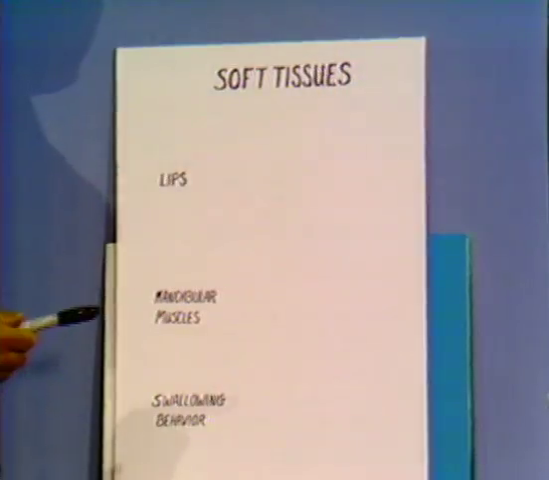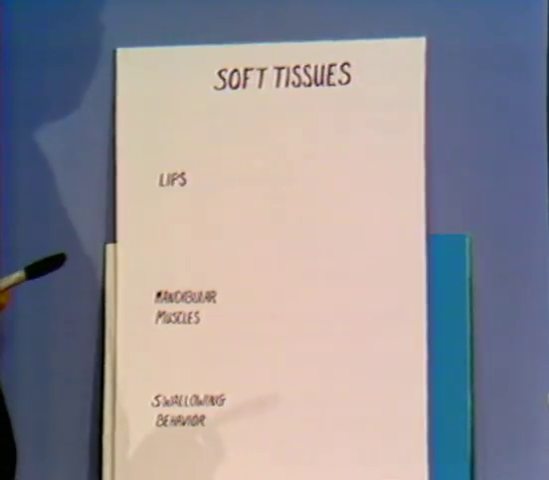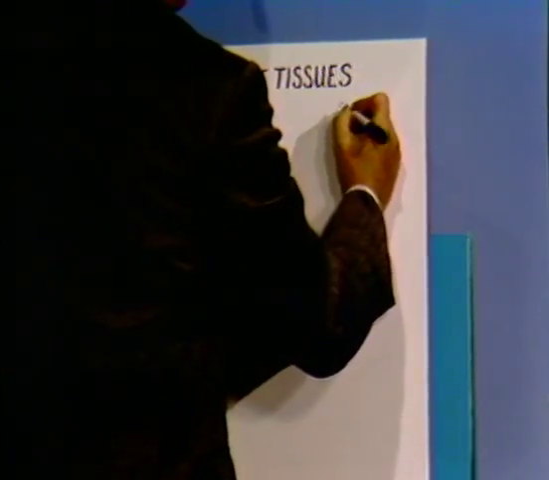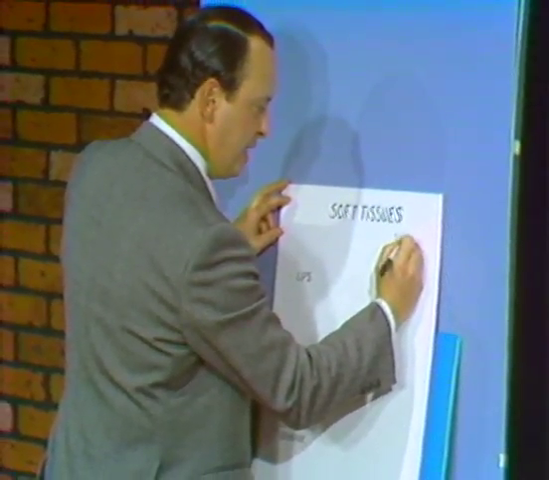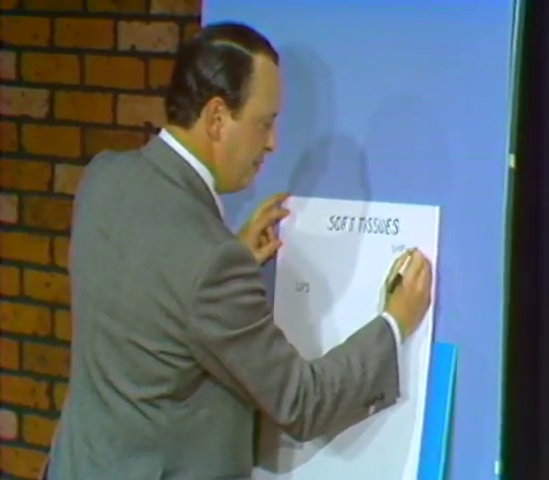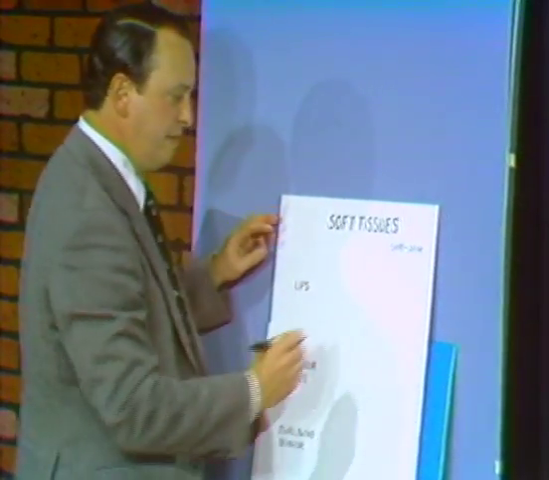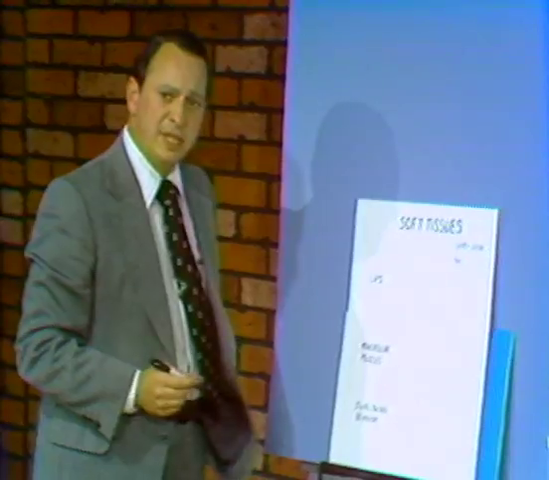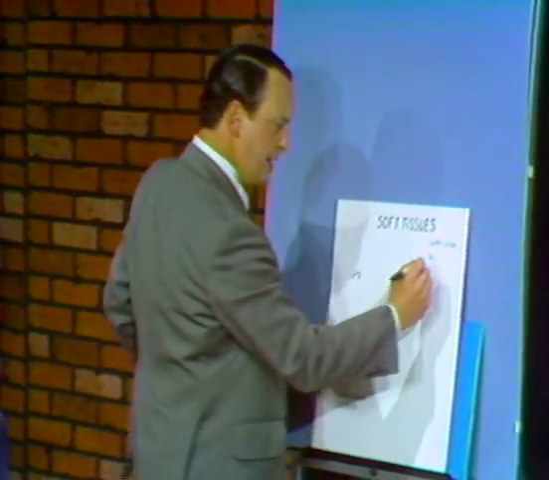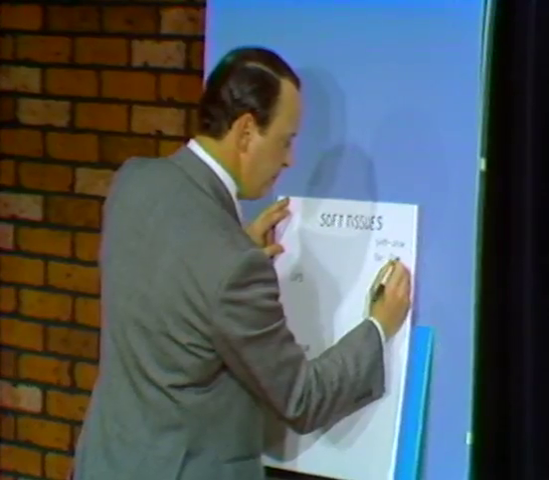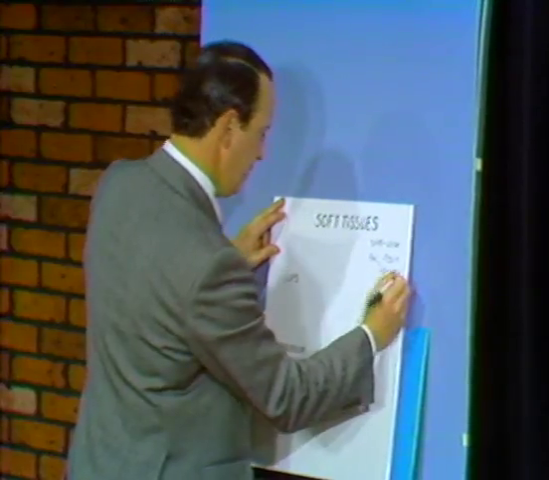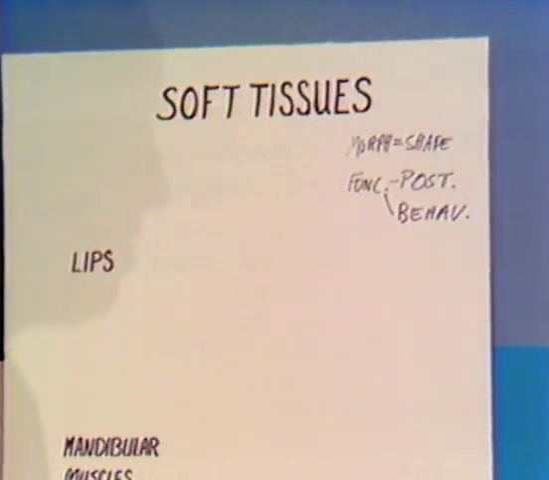Soft tissues have two characteristics which you should be aware of. Predominantly, you should be considering morphology, which is really the shape. So in other words, morphology of soft tissues is an important feature. And we also have to consider function. Under function, we look at such things as posture and behavior. Now, let's concentrate on the lips first.